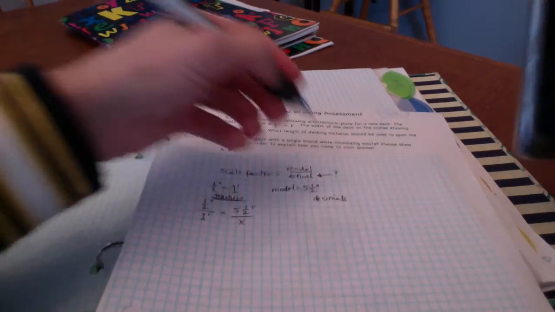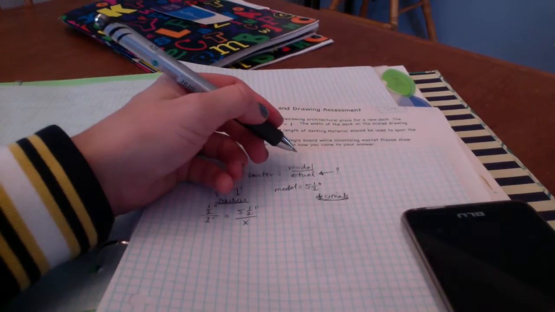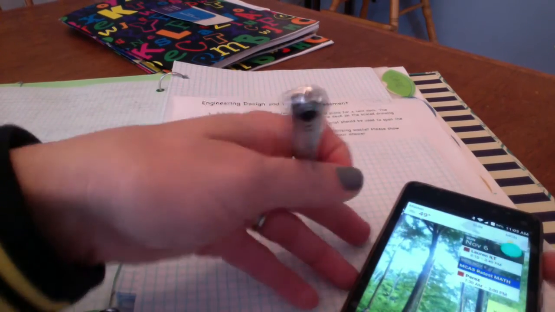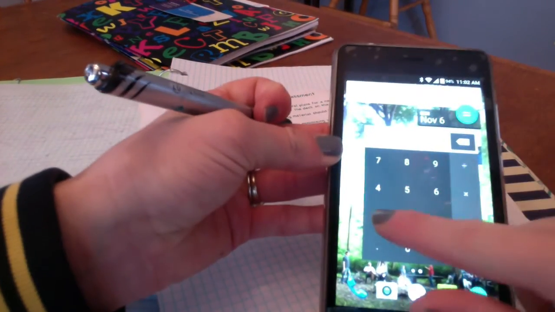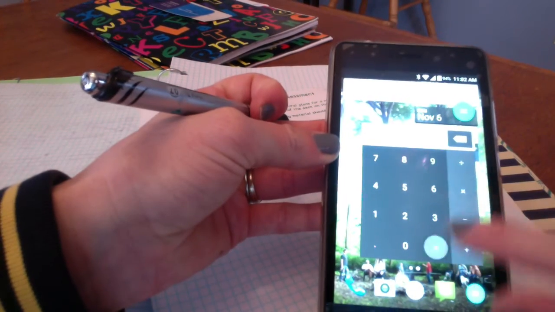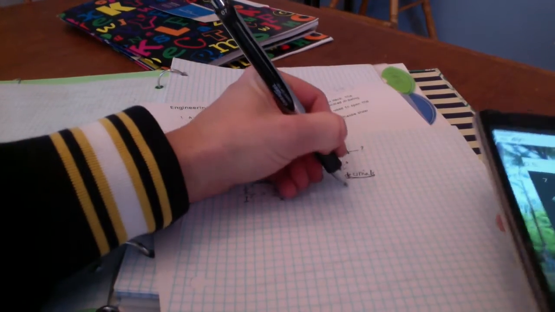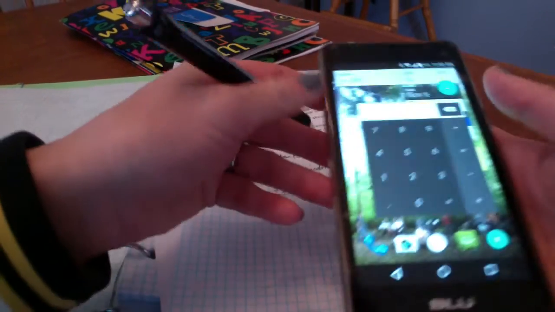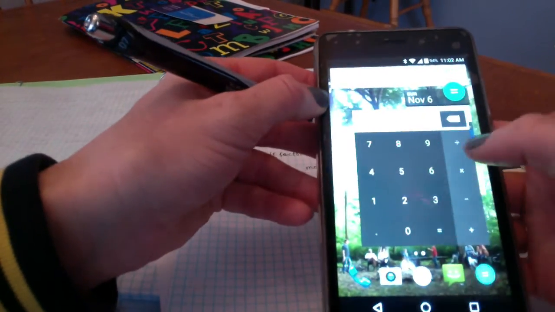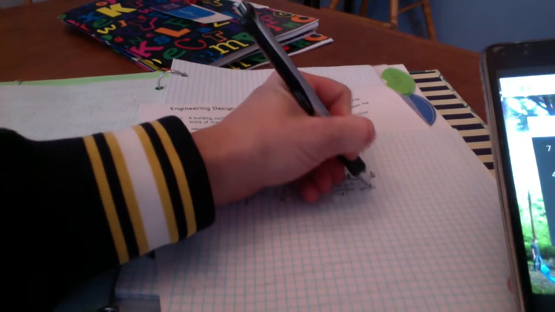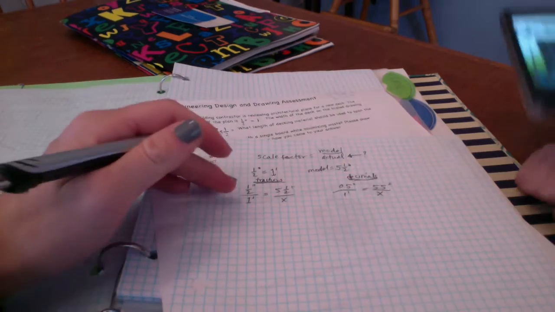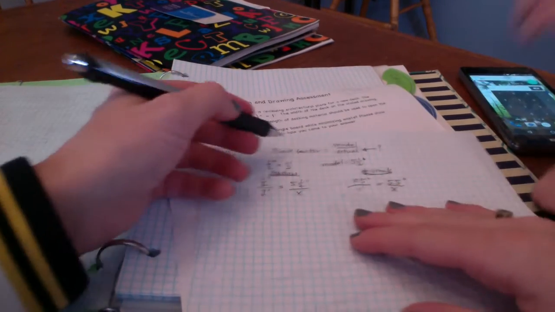So if we are going to do it as decimals, we need to turn 1/2 inch into a decimal. So let's get out our calculator, and we say 1 divided by 2 is equal to 0.5. Okay? So here our new scale factor is going to be 0.5 inches over 1 foot equals, now 5.5 again is going to be 5.5 inches over x.